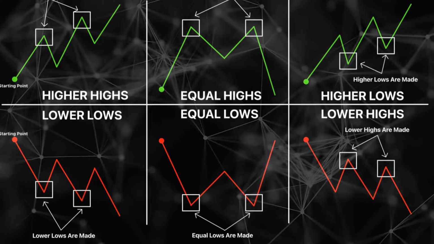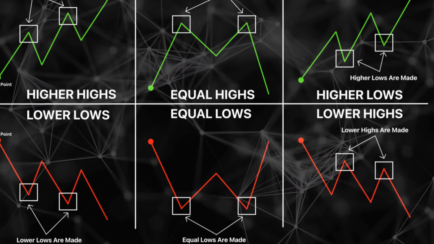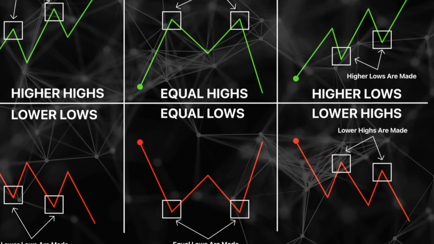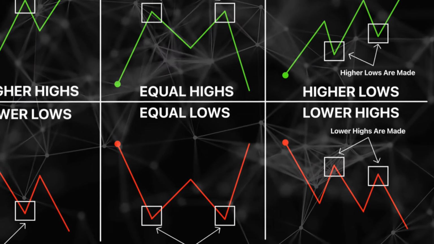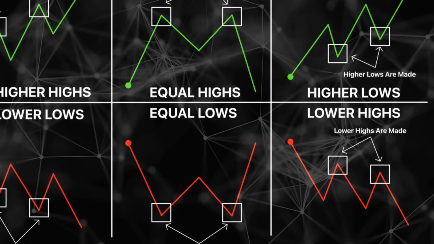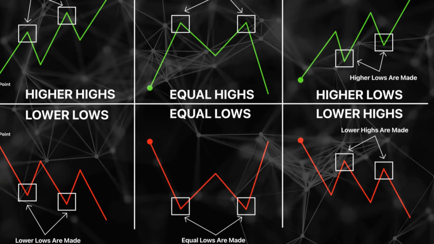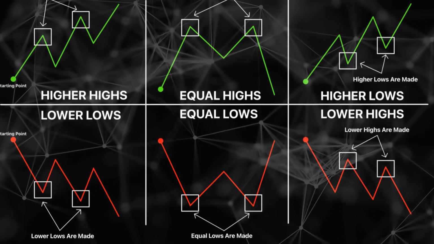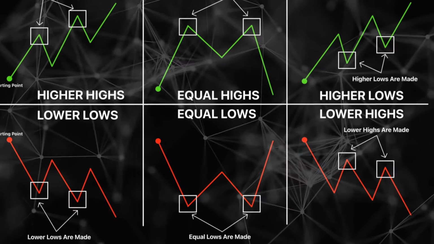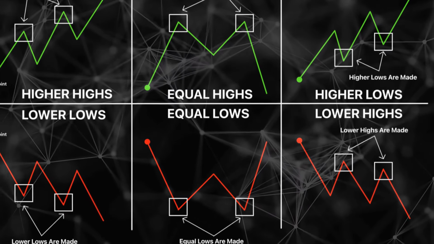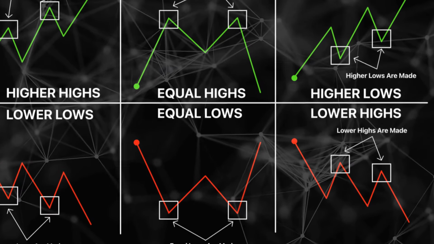An uptrend, often referred to as a bull market, is characterized by a sustained upward movement in price. On a chart, an uptrend is visually represented by a series of higher highs and higher lows. Higher highs occur when the price reaches a new peak that is higher than the previous peak. Higher lows happen when the price drops but stays above the previous low, indicating that buyers are stepping in at higher levels.